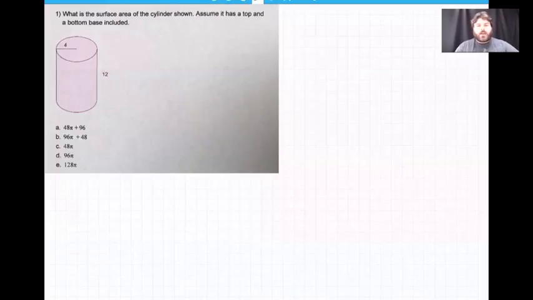All right, this is week 10 practice problems. Let's go ahead and get started. Number one says, what is the surface area of the cylinder shown? Assume it has a top and a bottom base included.